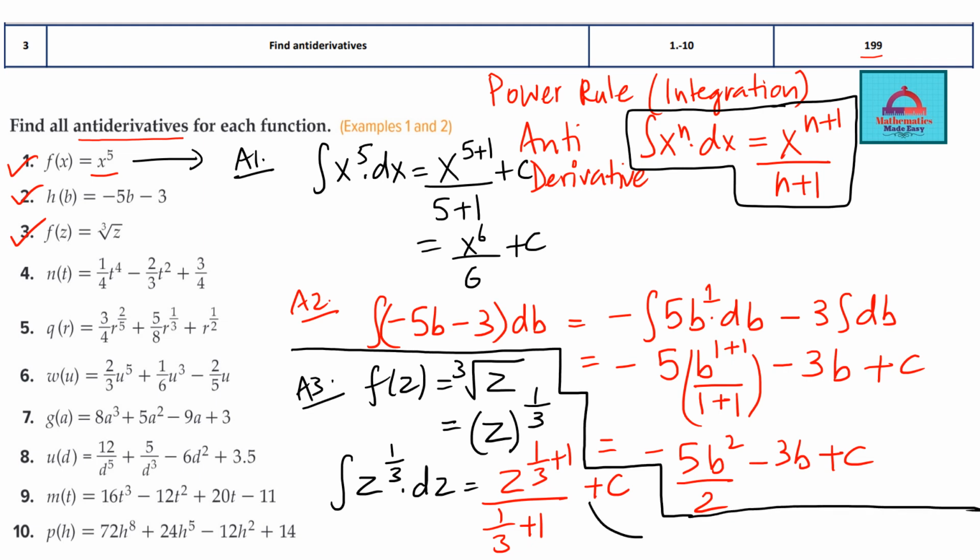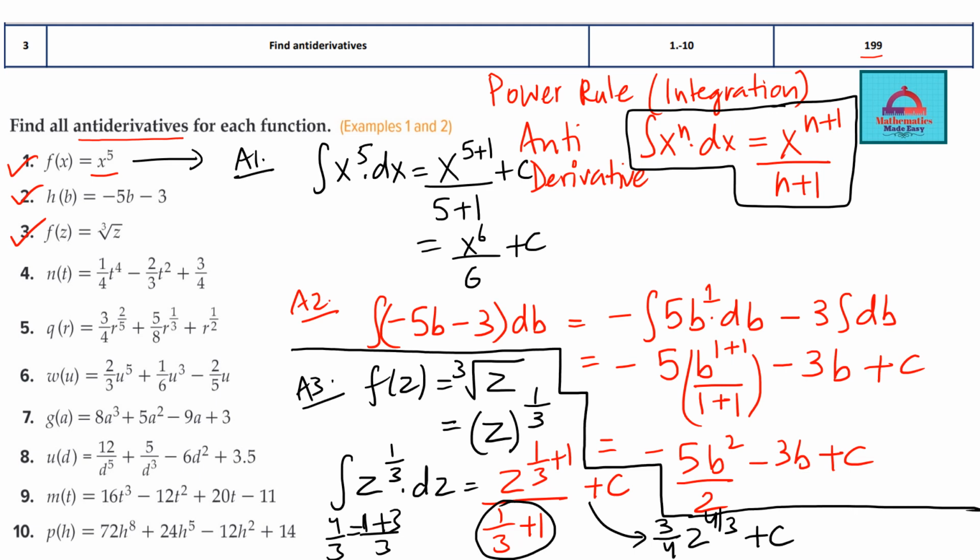Okay, so now we'll write the final answer here. Remember, 1 by 3 plus 1 is a fraction, and if you simplify it, it becomes 1 plus 3 by 3, which is 4 by 3. So that means we take the reciprocal of 4 by 3. In the next step, it goes up, so it becomes 3 by 4 z to the power 4 by 3 plus c as the final answer.